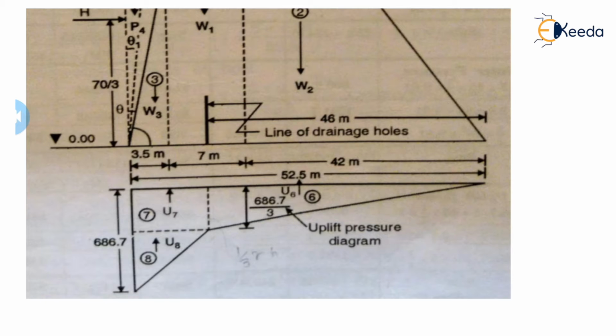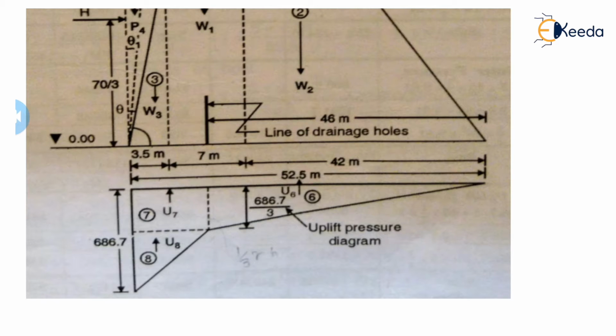So half into base into height is the uplift force for the U6 section. U7 is a rectangular one. So simply your base width is 6.5, not 3.5, as already given, 6.5 from the upstream face. So 6.5 multiplied by 686.7 divided by 3, the value that is given, that will be calculated. After multiplying these factors, we will get the U7 pressure uplift force.